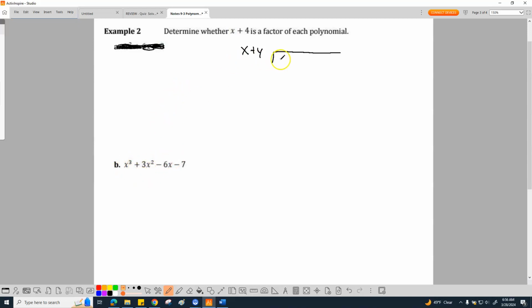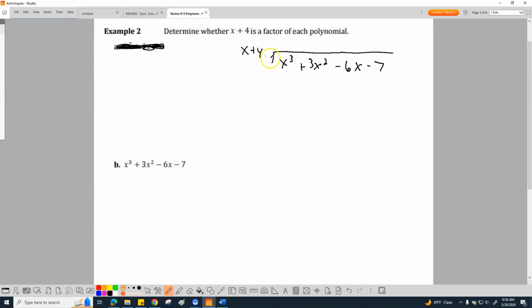And so now I'm going to see if this can go into it. I have an x cubed, I have a plus 3x squared, I have a minus 6x, and I have a minus 7. So now I'm going to look at this, and I'm going to go through one at a time. I'll switch to purple. I'm going to do this one at a time.